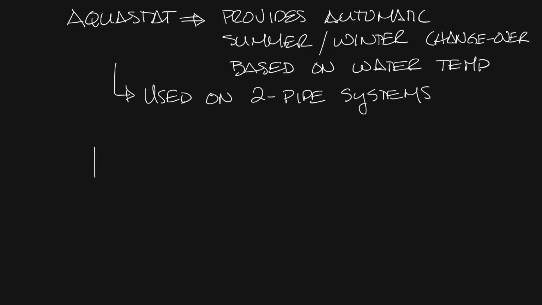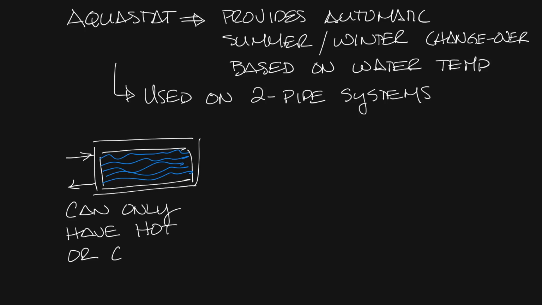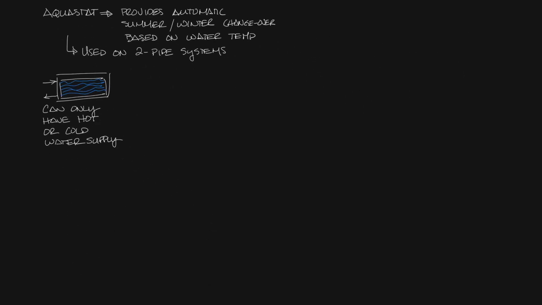Let's draw a fan coil real quick, and you have your water coil here. In a two pipe system, you only have one pipe going in and one pipe going out, so you can only have hot or cold water supply to the fan coil at any given time. Let's make a little room and look at this.